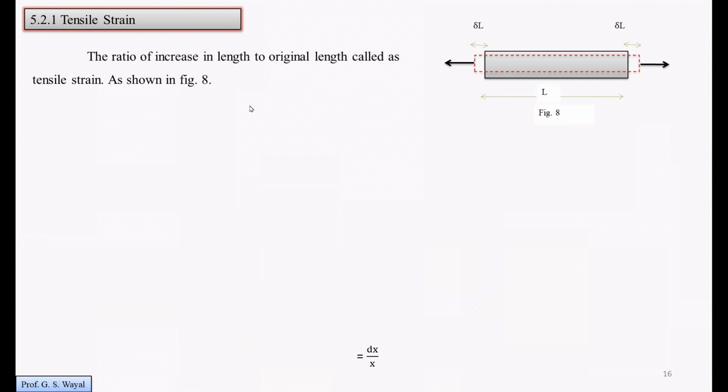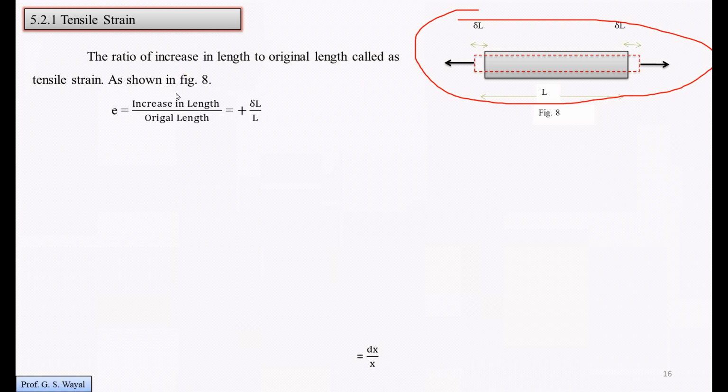Now here, what is the definition of strain? The change in dimensions to the original dimension. If any member is subjected to a tensile force, due to that tensile force the length of the member will increase. So the definition of tensile strain is the ratio of increase in length to the original length. The formula is increase in length by original length, that is plus delta L by L.